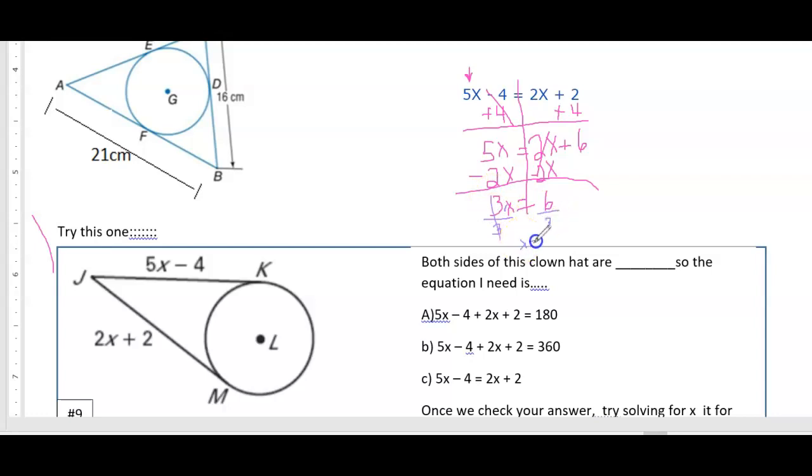So x equals 2. When we come back over here, we'll do 5 times 2 minus 4. 5 times 2 is 10, and 10 minus 4 is 6. Good, this side should be 6, and this side has to be the same. Let's check it: 2 times 2, because x is 2, is 4, plus 2 is 6. Good, so we did it right. All right, let's try the next one.